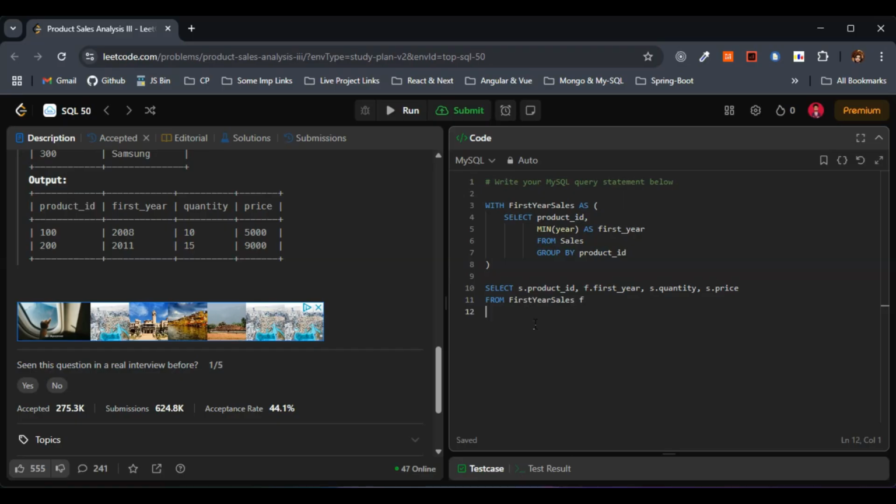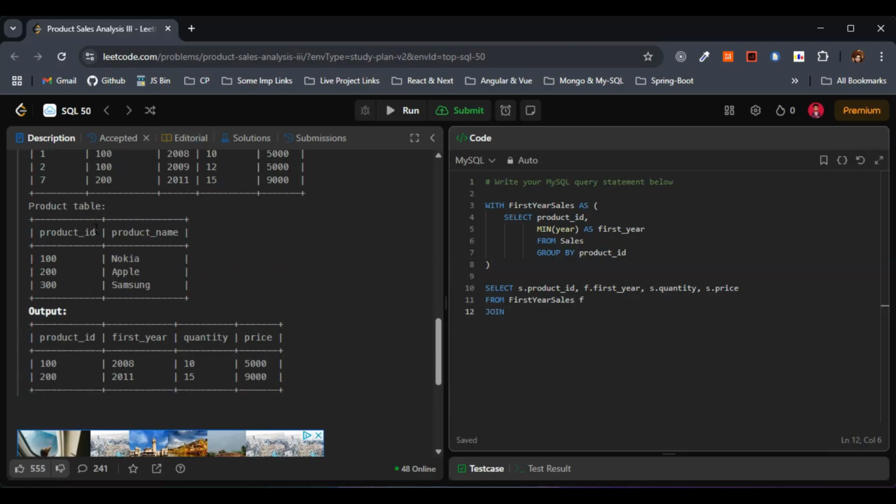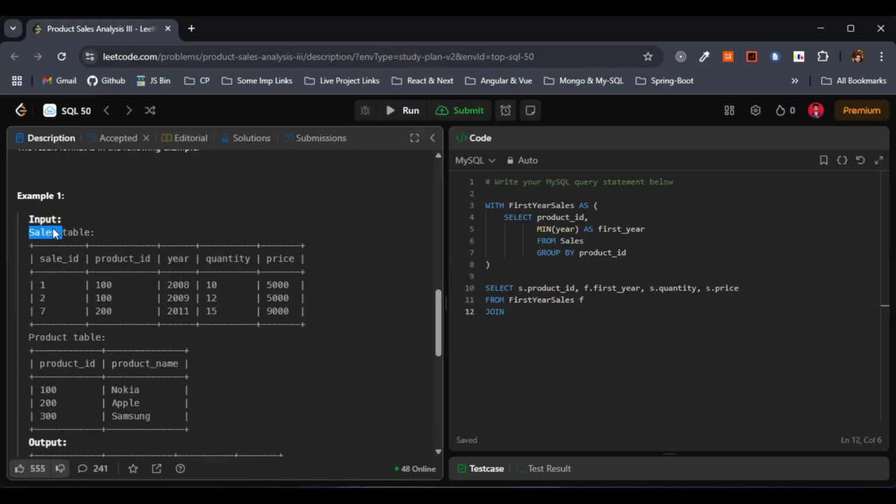F. So here we have to join the sales table, right? So let me join the sales table here. We are going with the inner join, as we had discussed in the approach, if you remember. So that is why I'm using join sales here. On product ID, we will be considering this one, sales s dot product ID equals f dot product ID.